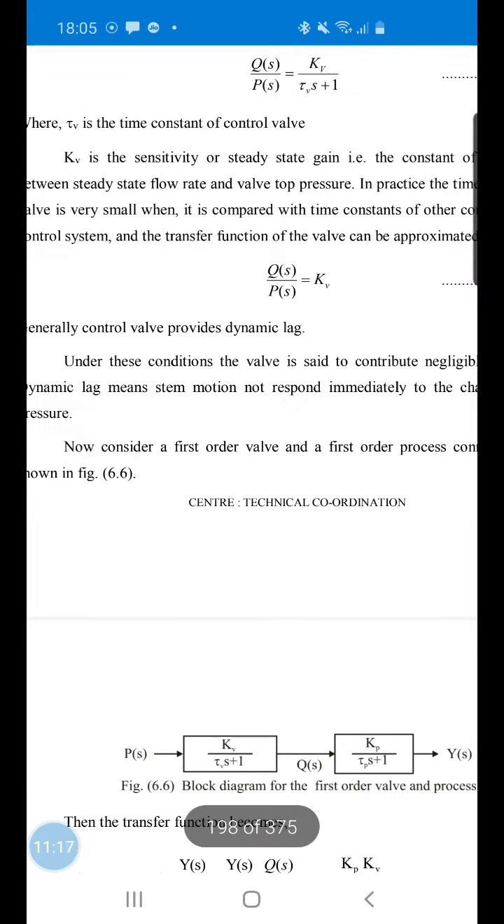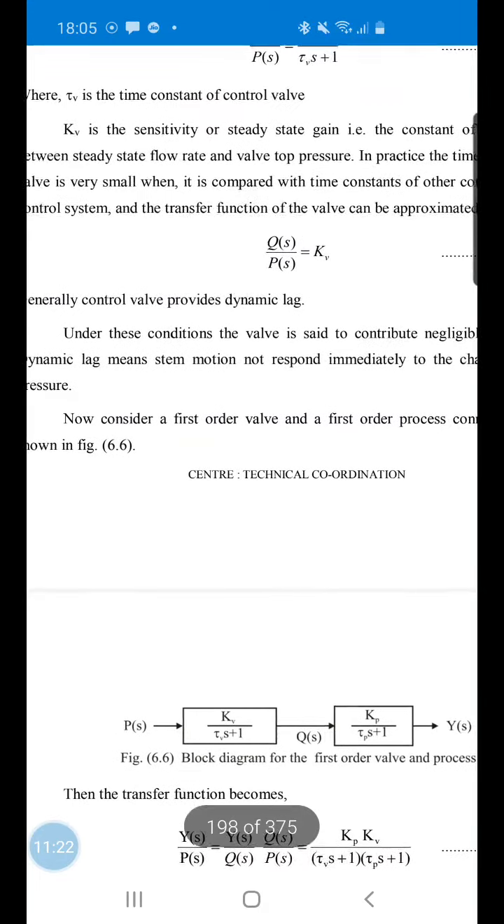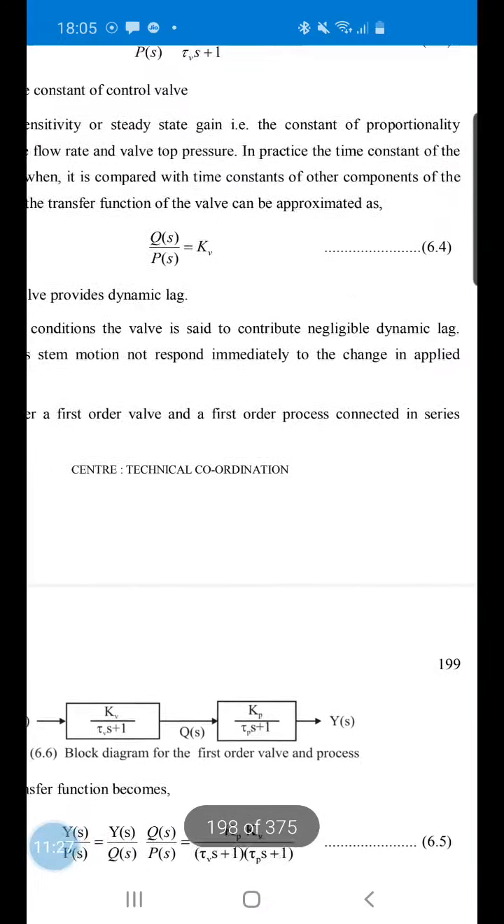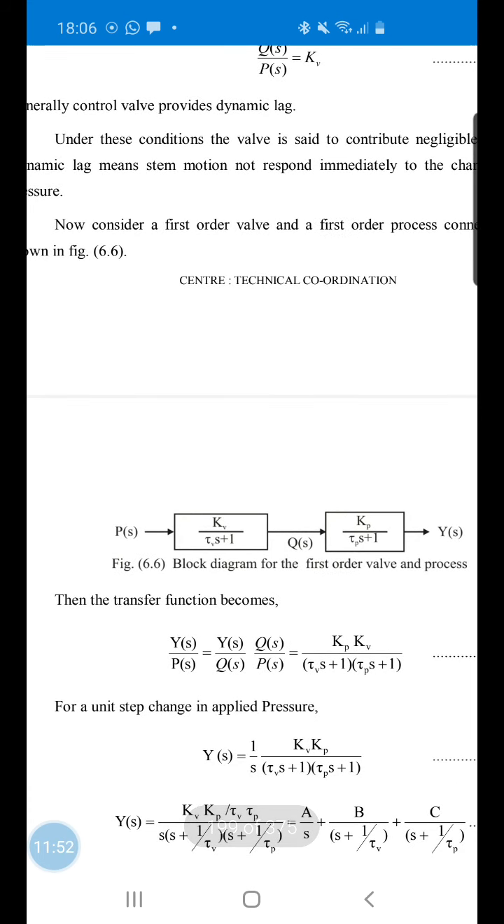Now what is the dynamic lag? Dynamic lag means how your control valve responds to a change in applied pressure. If you apply the pressure from the top or bottom, how much time it will take to change the flow rate through the valve motor. This lag is called the dynamic lag. So this will be very small if you compare it with the process.